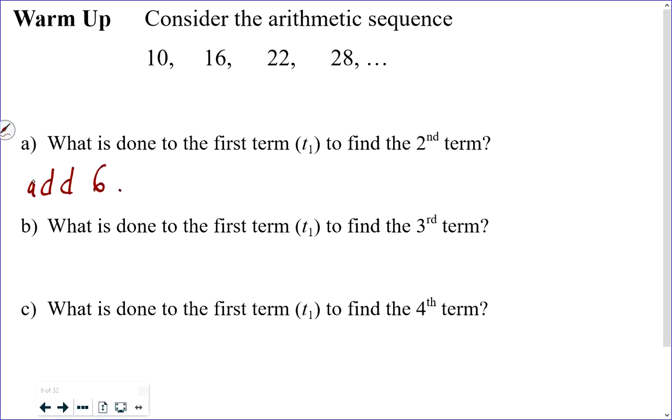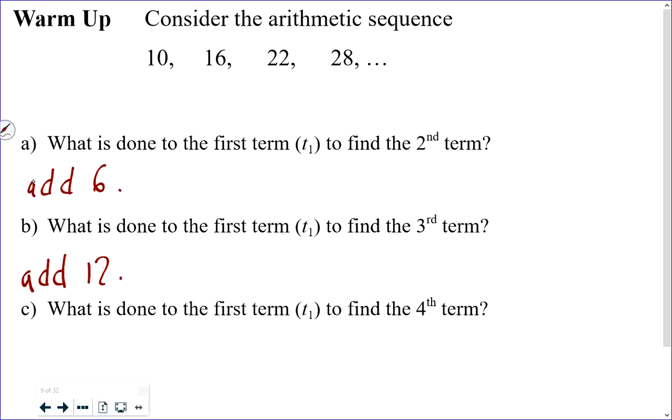What is done to the first term to find the third term? Well, to go from 10 to 22, you add 12. But what I would like us to do is back away from the specificity of these answers. I don't want specific answers. I want a general answer here. What is it you do to the first term to get the second term? Well, you add 6 because 6 is the common difference, right?